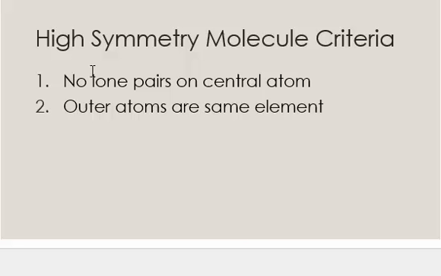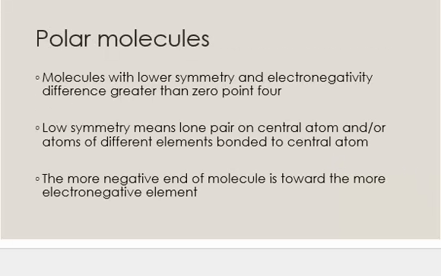The criteria for a high symmetry molecule is that there are no lone pairs on the central atom. The central atom is the atom that has more than one bond. Because we need to know if the central atom has a lone pair of electrons, it's helpful to see its Lewis dot structure. The other criteria is that the outer atoms, or the atoms bonded to the central atom, are of the same element. Both criteria must be met for a molecule to be nonpolar. Notice there's no criteria about the polarity of the bonds.